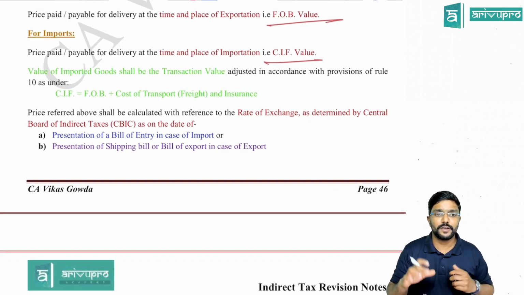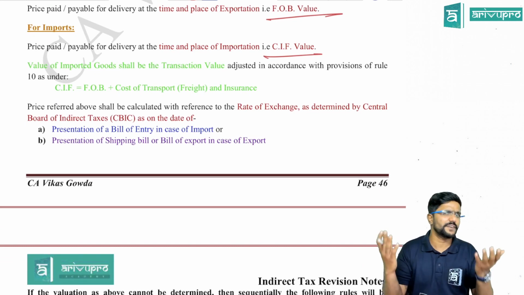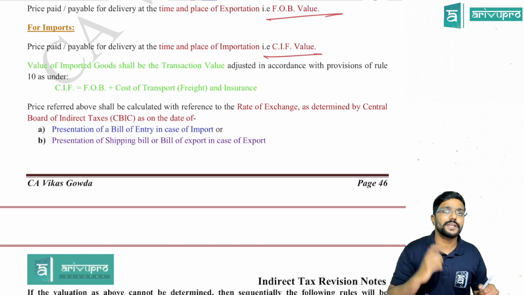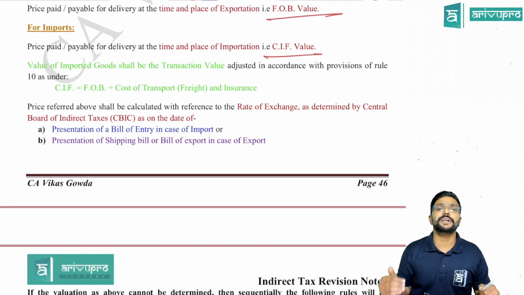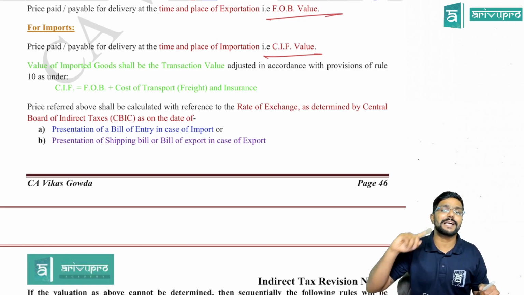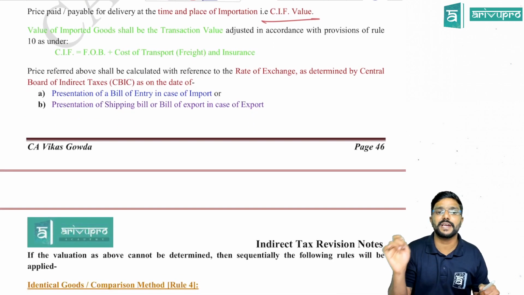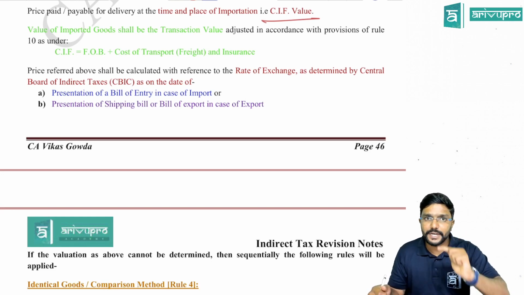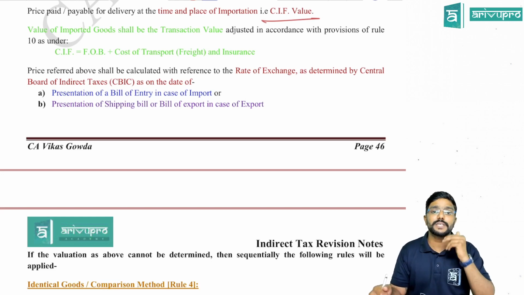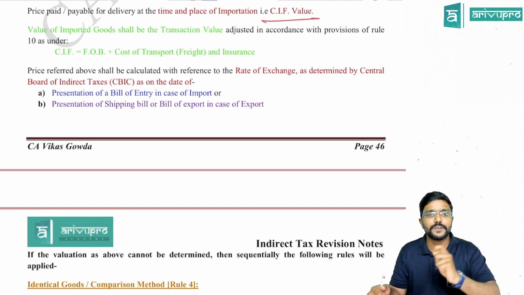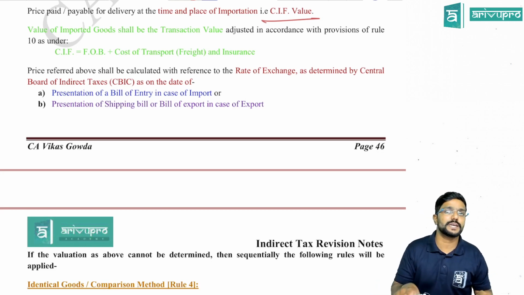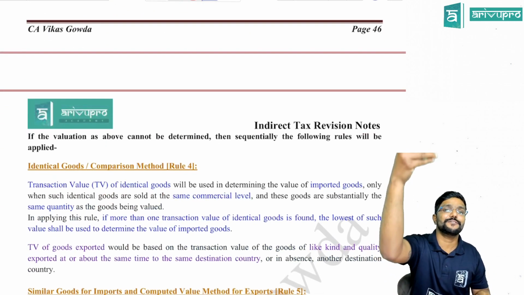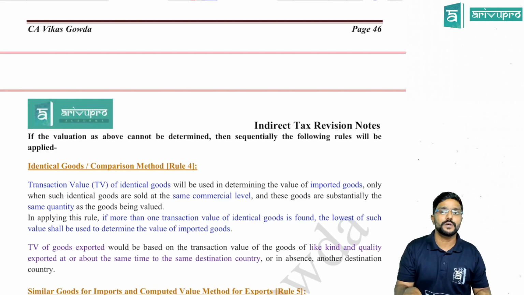Then the price referred to above, if it is in foreign currency, we will convert it into Indian rupees by applying the rate of exchange as notified or determined by CBIC. In case of import, the rate of exchange as on the date of presentation of the bill of entry will be considered. If it is an export, then the rate of exchange as on the date of presentation of the shipping bill or bill of export will be considered to convert the consideration from foreign currency into Indian rupees.